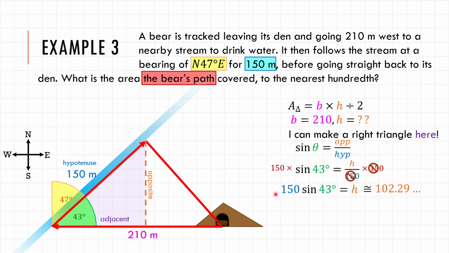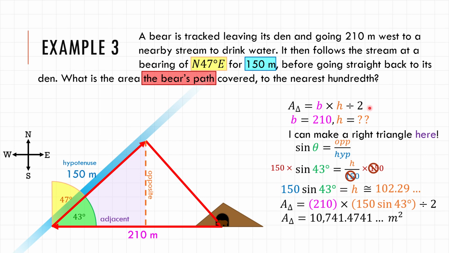I'm just going to refer to the number as 150 times sine 43, because this is an exact way of expressing it. And so in my formula for the area of a triangle, the area of the triangle is equal to 210 times h. And h is this entire expression right here. And then I'll take all of that and divide it by 2 and get about 10,741 meters. And of course, there's many, many more decimals after here, but I'm going to round that to the nearest hundredth. So I'll say that the area that the bear's path covered is 10,741.47 square meters.